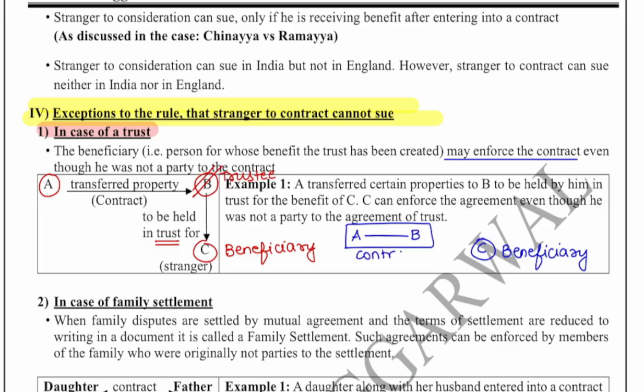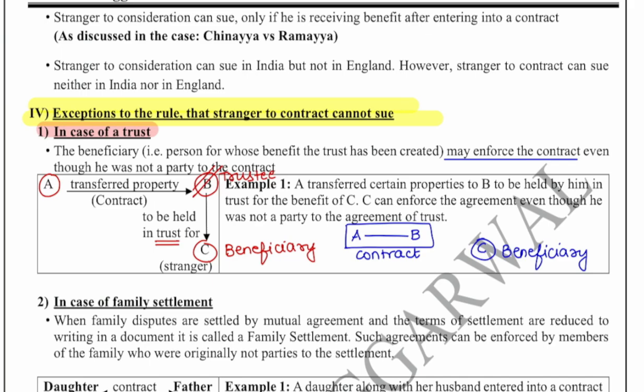So the contract is between A and B, that you will hold that money in trust for C. So there is a contract between A and B. C, the beneficiary, is actually a stranger. But because the contract is for his benefit and a trust is created, he can sue.